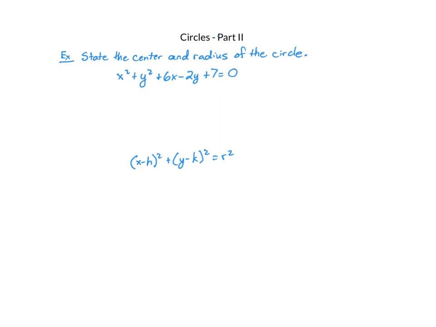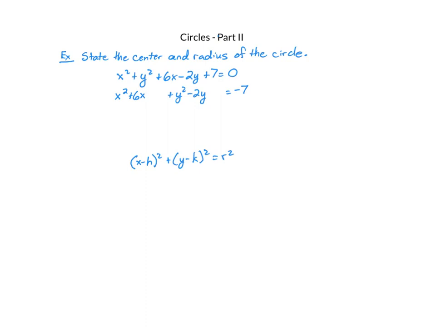So let's get started. I'm going to rearrange the terms so my terms with the x are together and my terms with the y are together. So I will rewrite the equation as x squared plus 6x plus y squared minus 2y. And I'm going to subtract 7 from both sides, so it equals negative 7. Notice I rearranged the terms and I subtracted the constant. I don't want that constant to be involved when I'm completing the square.